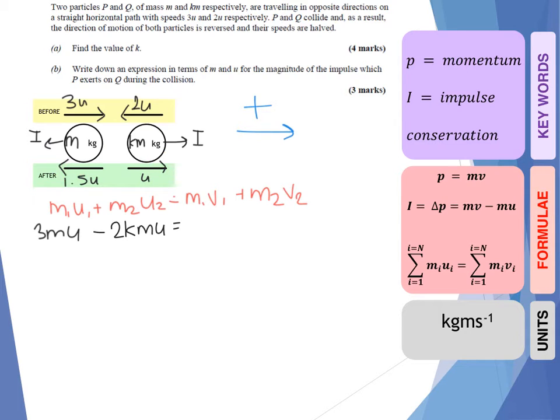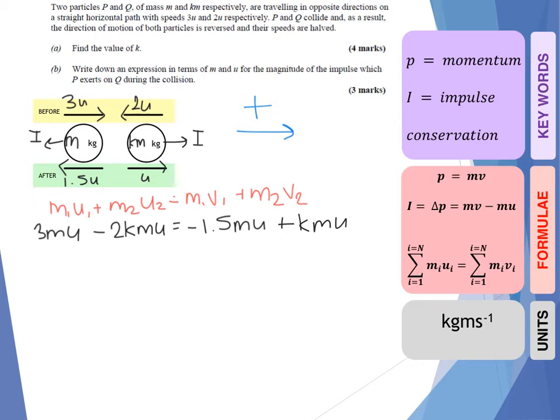Then we've got our particle on the left travelling to the left as well. So it's going to be negative for this m1 section. So it's going to be minus 1.5 mu. And then for our last particle, we're moving to the right. So that's going to be a plus kmu.